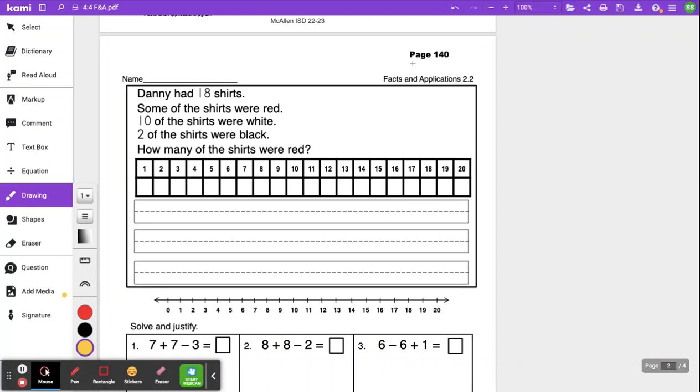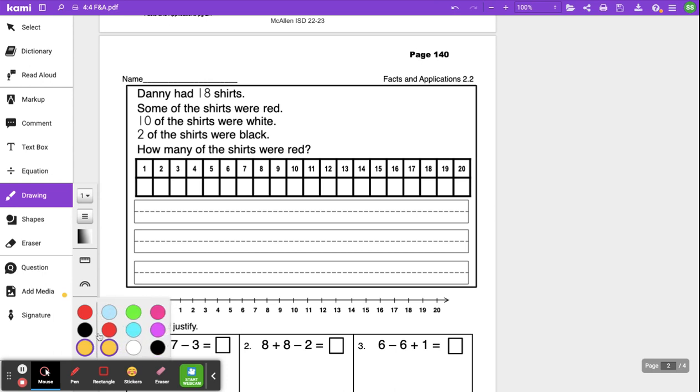Okay, we're going to continue with page 140. Right? Read it with me. Danny had 18 shirts. Some of the shirts were red. 10 of the shirts were white. 2 of the shirts were black. How many of the shirts were red?